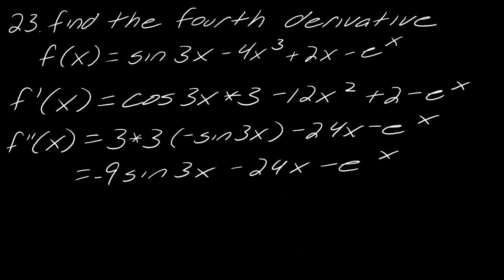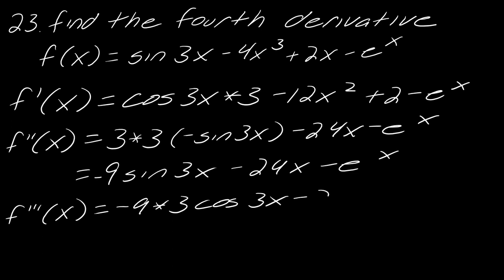Okay, so now I've got f triple prime. So this will be negative 9 times 3 cosine of 3x minus 24 minus e to the x. And now for the fourth derivative.